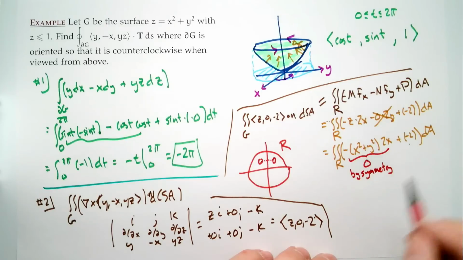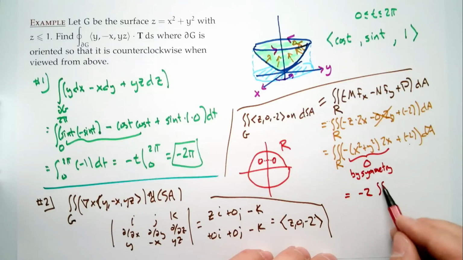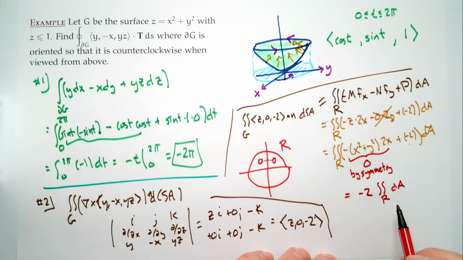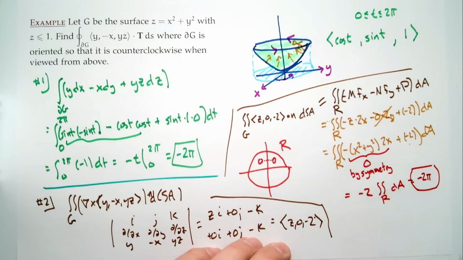So that leaves us with this other integral, which I say is easy, because you can pull out a negative 2, and then you're integrating over your region dA. So that's the area of the region. Well, how much area is there in a unit circle? There's pi r squared, radius 1. So you end up with negative 2 pi. And you see, it's the same. Okay, it's good we got the same.